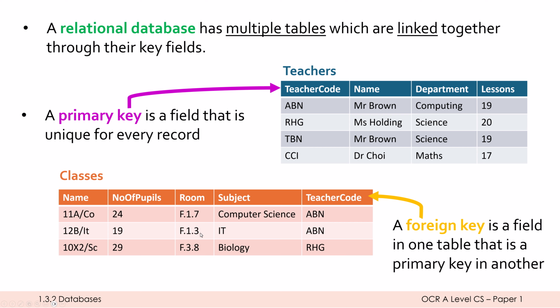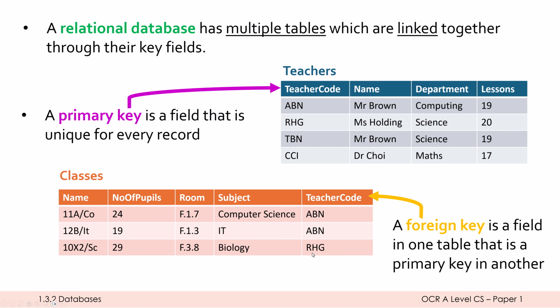The most likely primary key here is probably going to be name in classes, but it's also got a foreign key. So the foreign key happens to be a primary key in another table. And this allows us to effectively look up information across both tables. If I want to see what classes ABN has, I can go into the classes table, look for ABN in the teacher code field, and find what classes that teacher has.